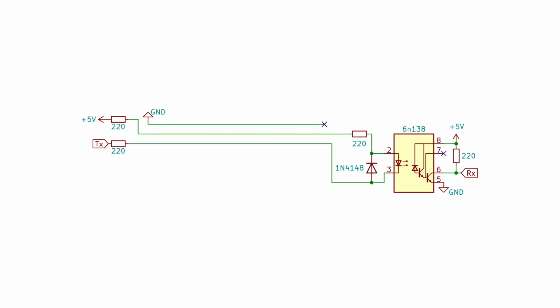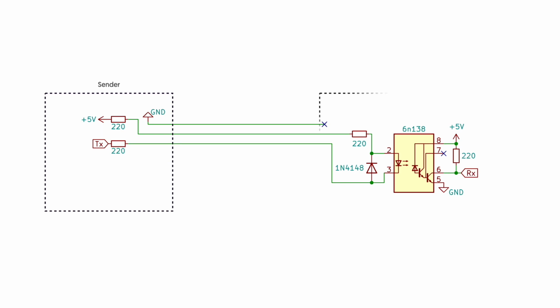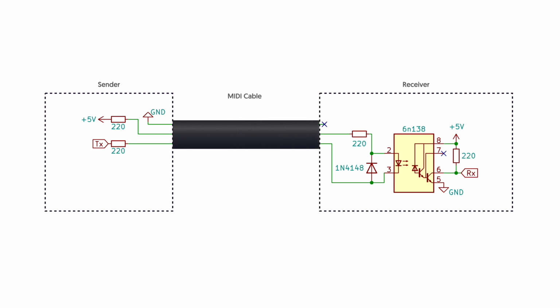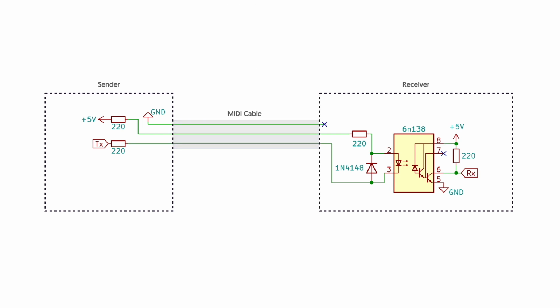On the left, we have the sender circuit, and on the right, we have the receiver. And in the middle, we have the MIDI cable. On the sender side, 5 volts flows through a 220 ohm resistor, and then through the MIDI cable, through another 220 ohm resistor, through an LED that sits inside of the optocoupler, and then back through the cable to another 220 ohm resistor, and then into the TX pin of the microcontroller.